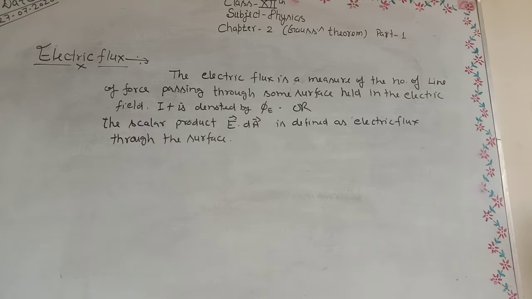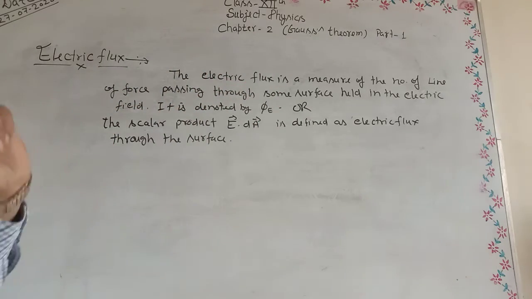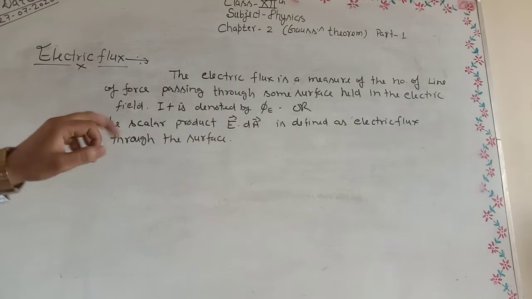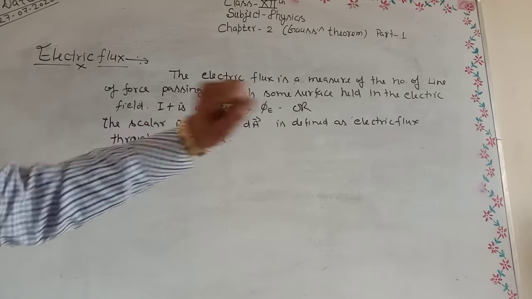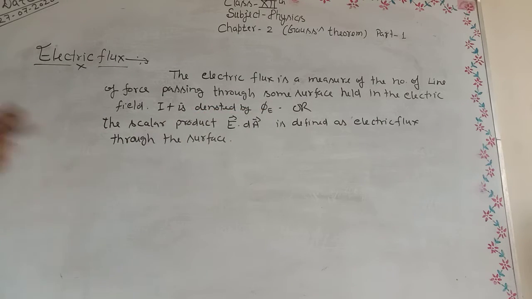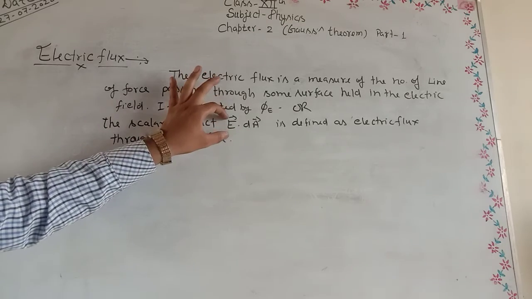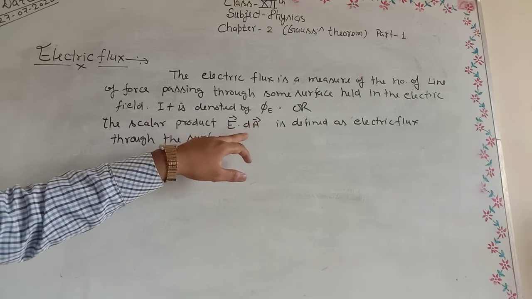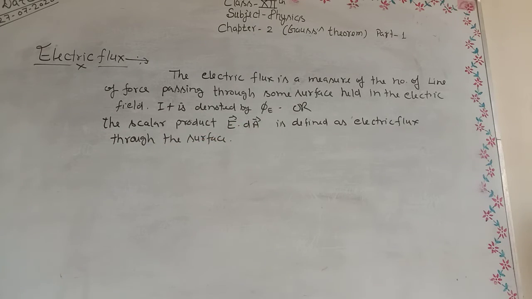Okay students, the electric flux is a measure of the number of line of force passing through some surface held in the electric field. It is denoted by phi e. The scalar product E dot dA, E is the electric field, dA is the surface area, and the area vector is defined as the electric flux through the surface.